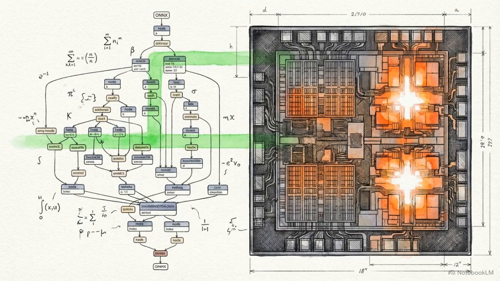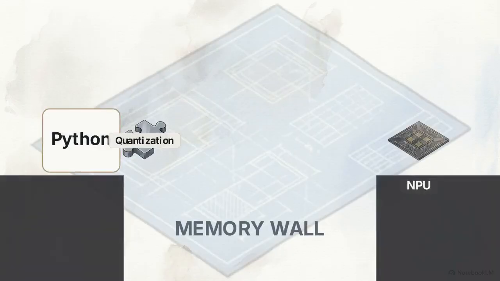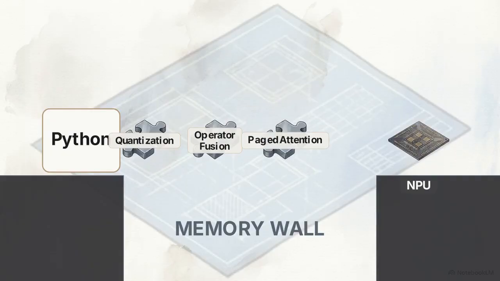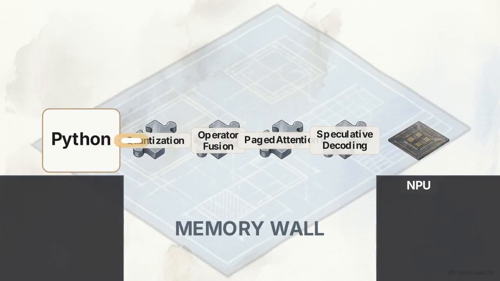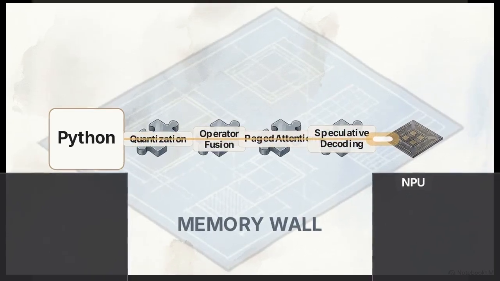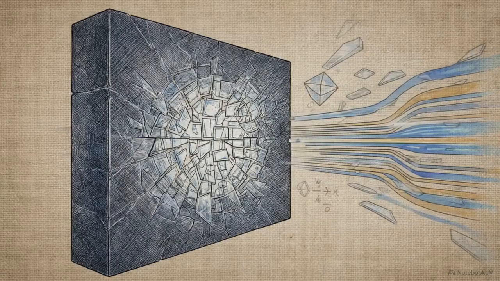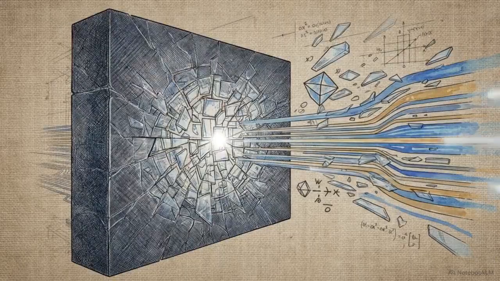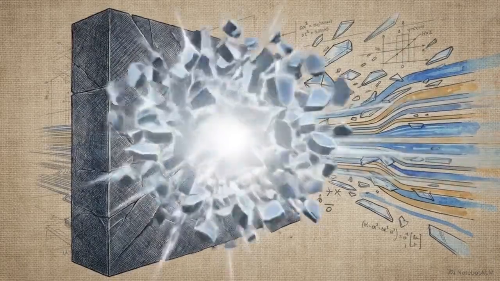with the silicon layout. Quantization, operator fusion, PagedAttention, and speculative decoding function as a unified toolset to bridge the gap between Python scripts and the physical constraints of the memory bus. Scaling true AI performance at the absolute edge requires mastering hardware-software co-design to finally shatter the massive memory wall.